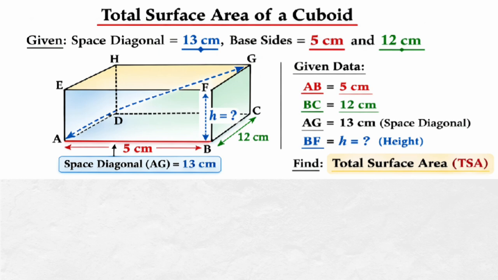If you join A to F, that is also a diagonal, but it is a face diagonal. So now I hope you know the difference between a space diagonal and a face diagonal. How many space diagonals can we draw in a cuboid? Four: from A to G, from E to C, from H to B, and from D to F. Like this you can draw four space diagonals. And now you have to answer me in the comment section how many face diagonals we can draw.